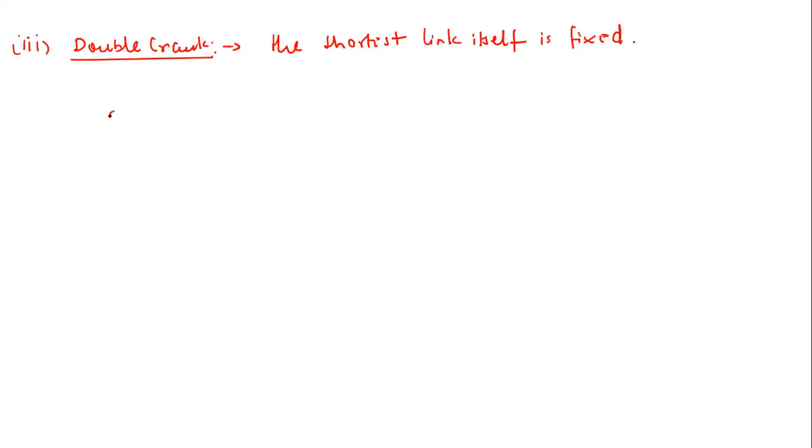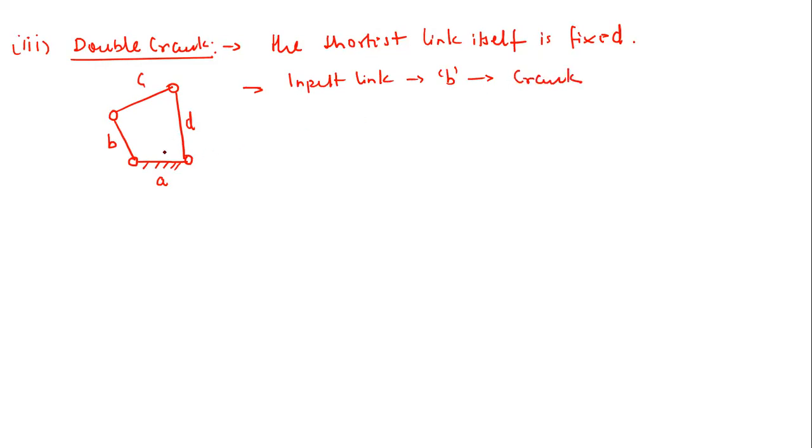So now we are going to fix this shortest link A, B, C, D. Okay, so just tell me your input link will be B, and it will be a crank or rocker. It will be simply a crank. So now when the shortest link is fixed, what happens? Both the links B and D are now able to make complete rotations. Right? So now input link will be B and it will be a crank.